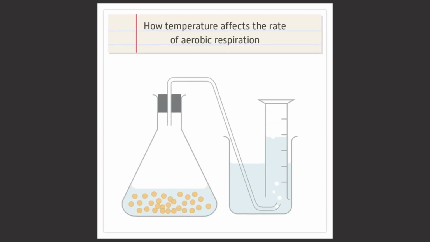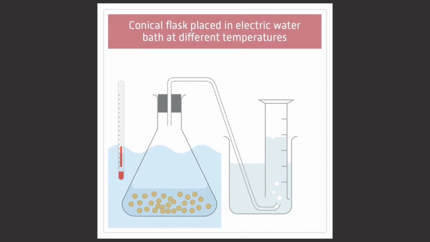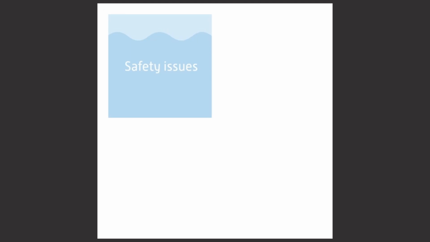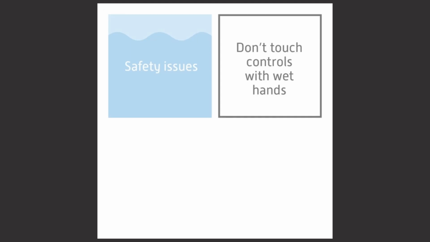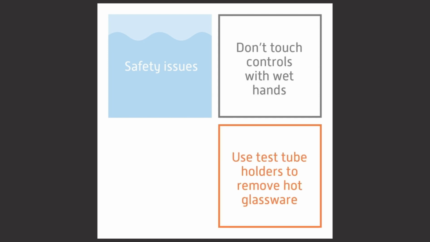To investigate how temperature affects the rate of respiration, the conical flask can be placed in an electric water bath at different temperatures. There are safety issues surrounding the use of electric water baths. Be careful not to touch the controls with wet hands, and make sure that you use test tube holders when removing glassware that is hot, so as to avoid burns.